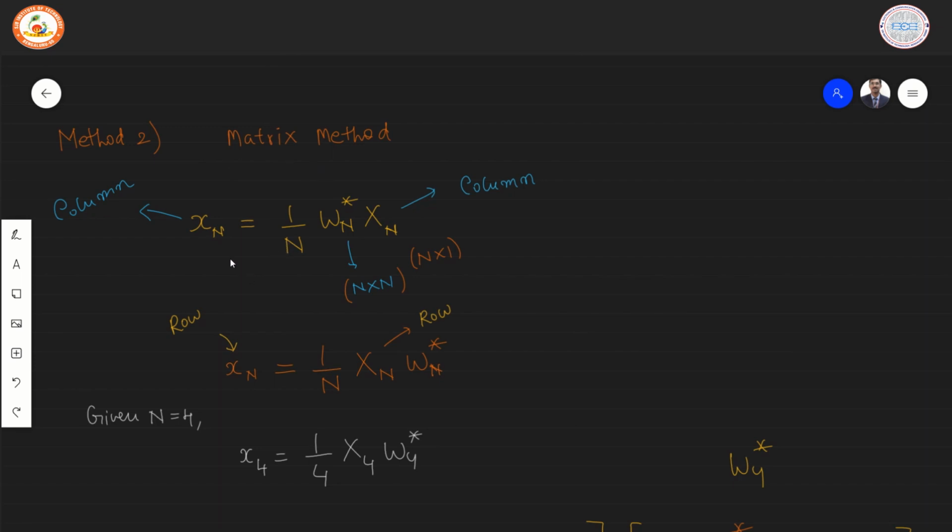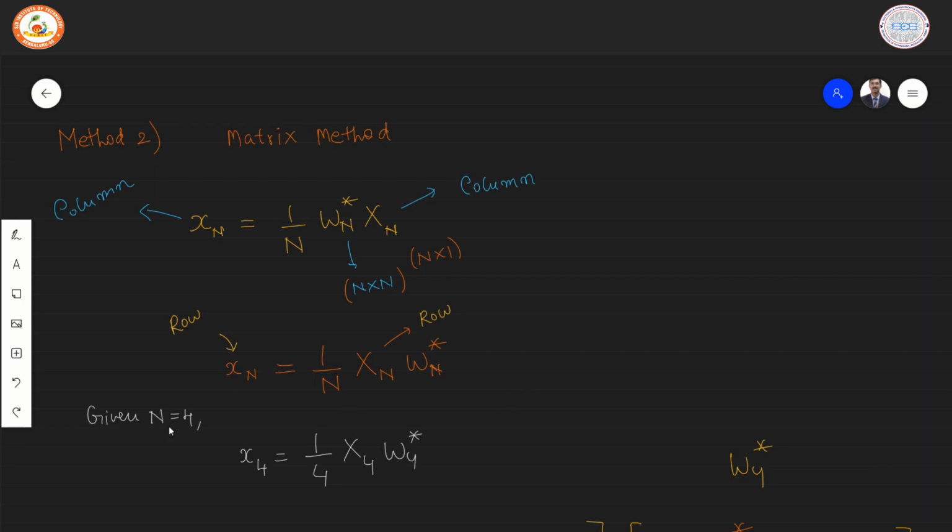So this time we use the inverse formula. The formula says x of n is equal to 1 by N times WN conjugate times X of k, provided capital X of k and small x of n are column vectors. This time the input is capital X, the answer is going to be small x. Input is frequency domain, output is time domain. But if we prefer a row, then we have to remember that we have to place the X first, then we have to put the twiddle factor to satisfy the rules of matrix multiplication.